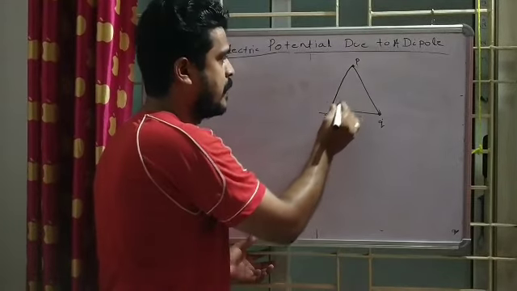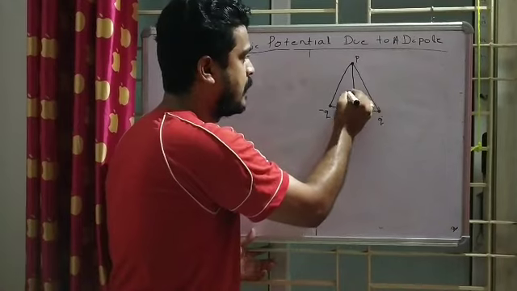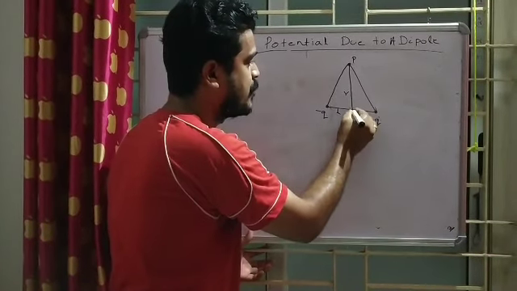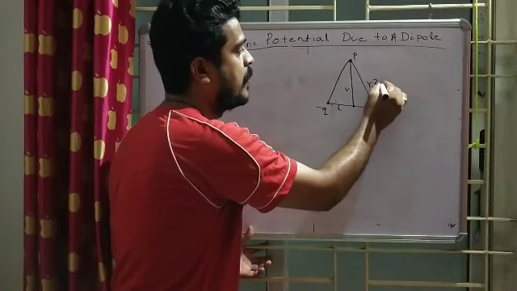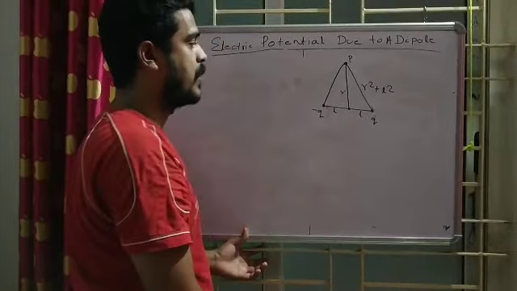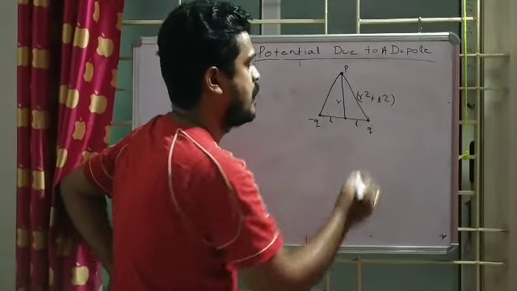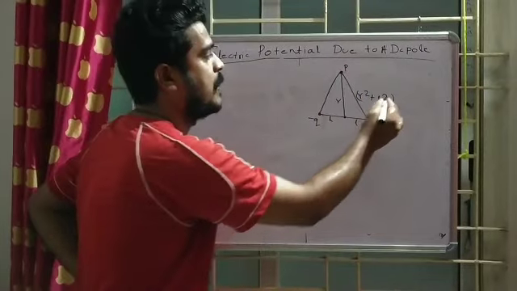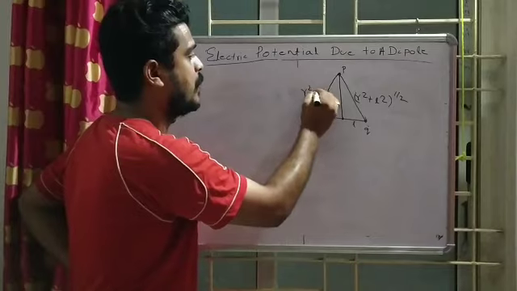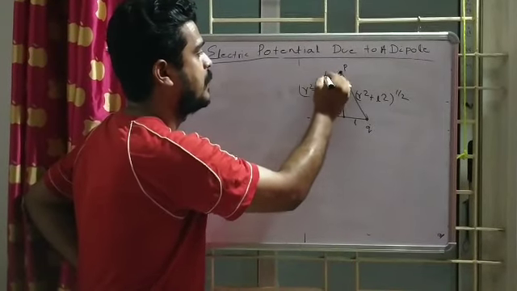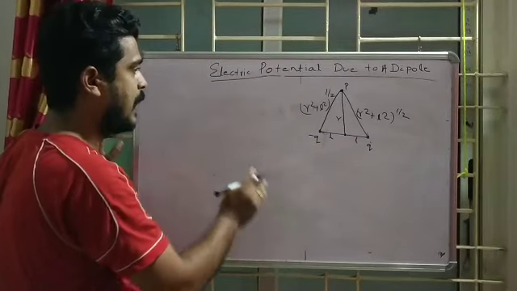Okay, so this is the point. If this is R, this is L, this is L, because you know the dipole distance is 2L, so I have taken L and L, and this is R. The Pythagoras theorem says that it will be R square plus L square. This distance is (R square plus L square) to the power half. Also this distance is (R square plus L square) to the power half.